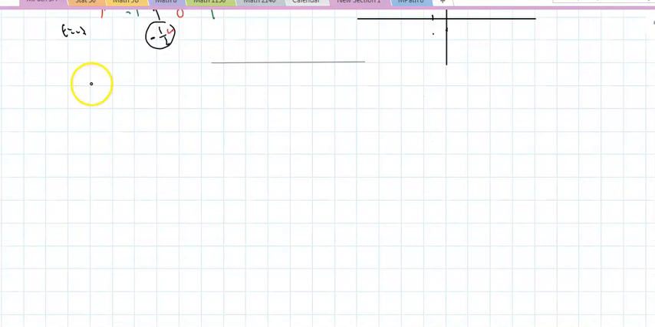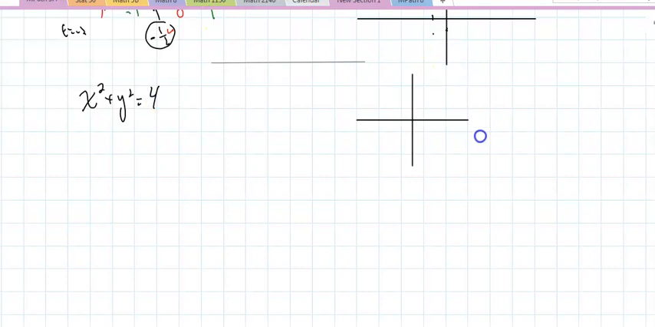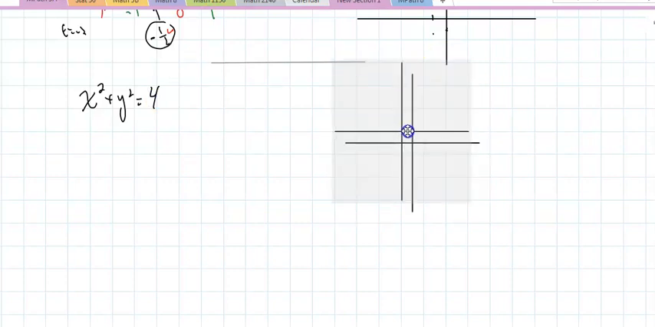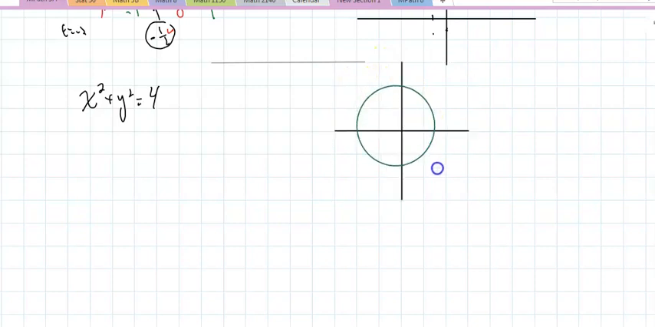Another topic that comes up is a circle. x squared plus y squared equals, let's say, 4. So this is a circle. Again, you've seen a circle before. We just want to elaborate on a few things that maybe you know, maybe not.